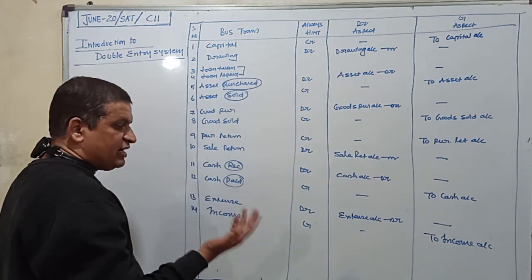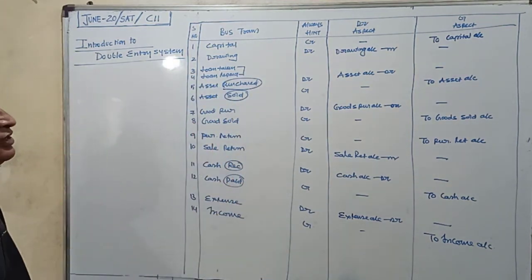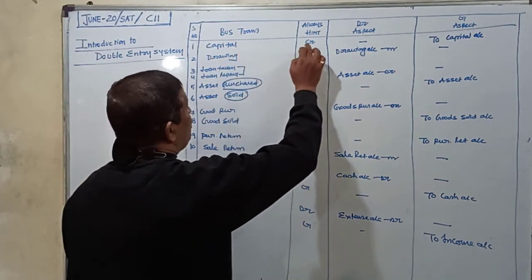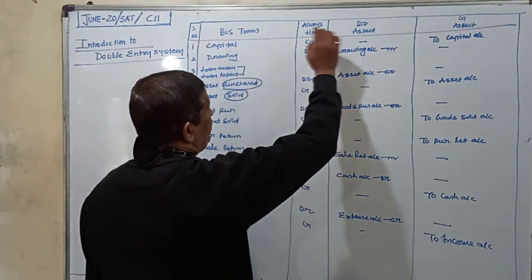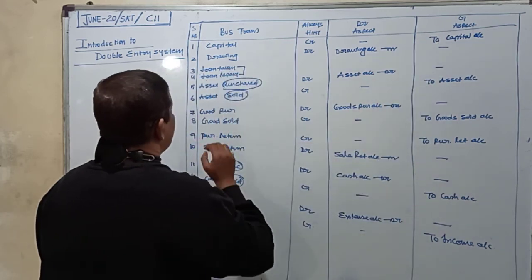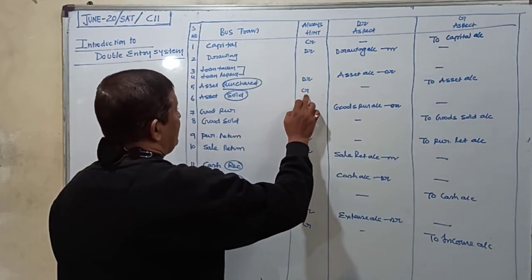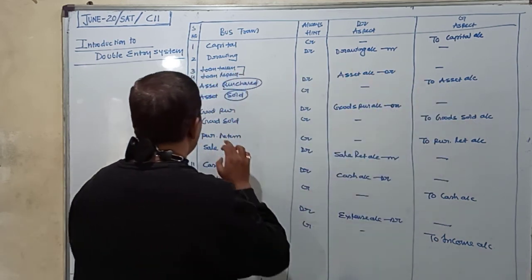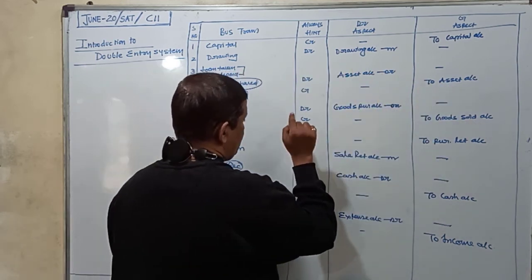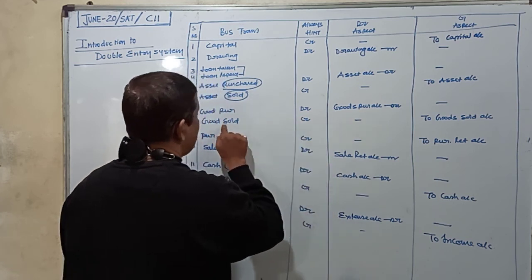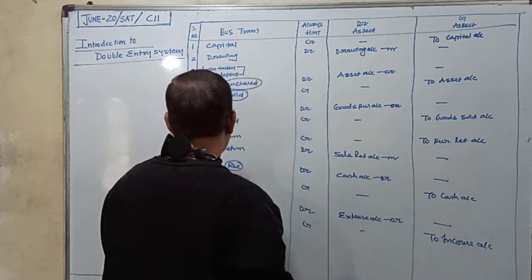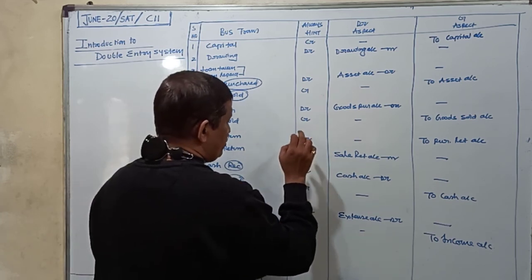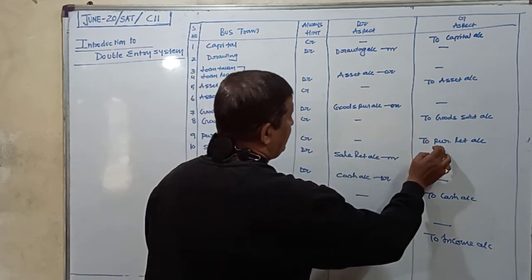If an account is credited, just prefix, that means before that account, write the word "to". Capital is always credited, so to capital account here. Asset sold is always credited, credit means to, so to asset account here. Goods sold is always credited, so to goods sold account here. Purchase return is always credited, so to purchase return account here.